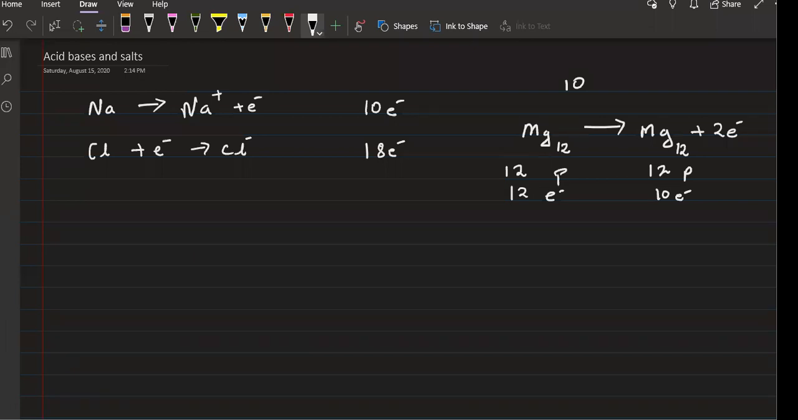I just said Mg removed 2 electrons, right? It lost 2 electrons. So what will be the charge on Mg? Tell me. Now we have 12 positive charge and 10 negative charge, right? So I can say that we have 2 positive charge. Yes, very good, Ragini, because the number of protons is more than the number of electrons.